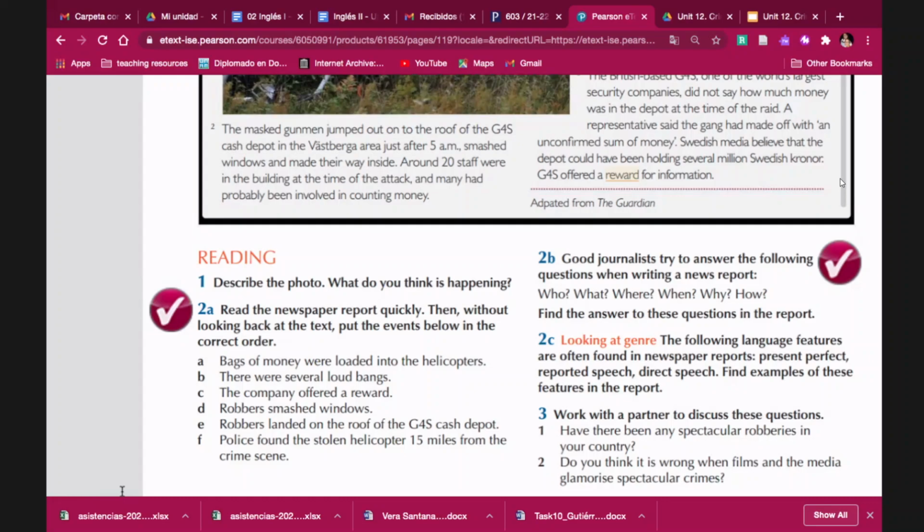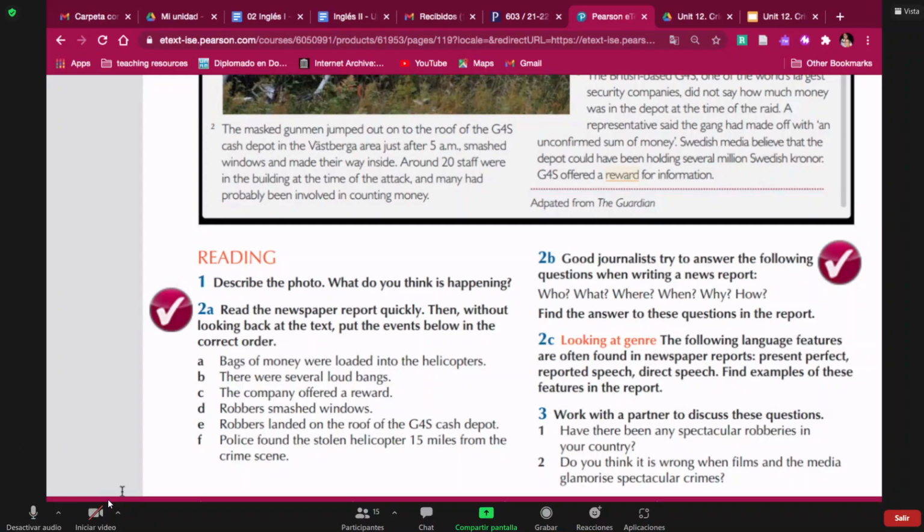Okay, so Carla, where did it happen? There was a robbery where? In the Basberga area. Okay, in which country? I don't know. Jonathan, where? In which country? In Sweden. Okay, good. That's the where.